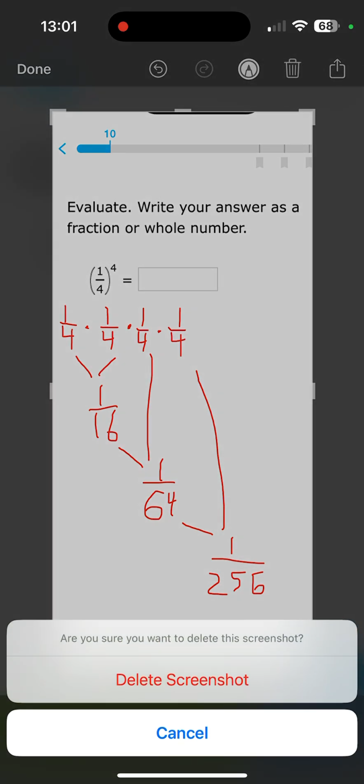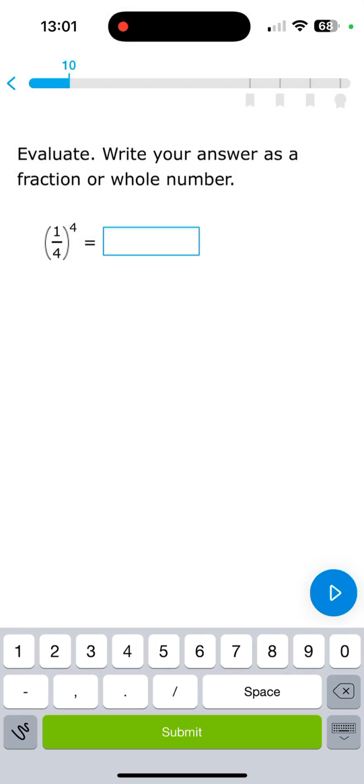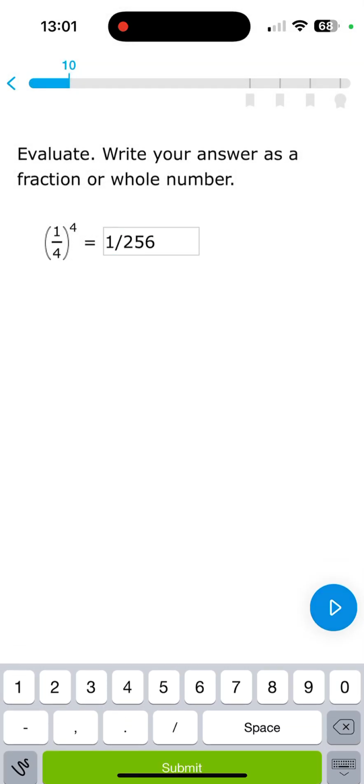Don't have to worry about positives or negatives here. So 1/256.